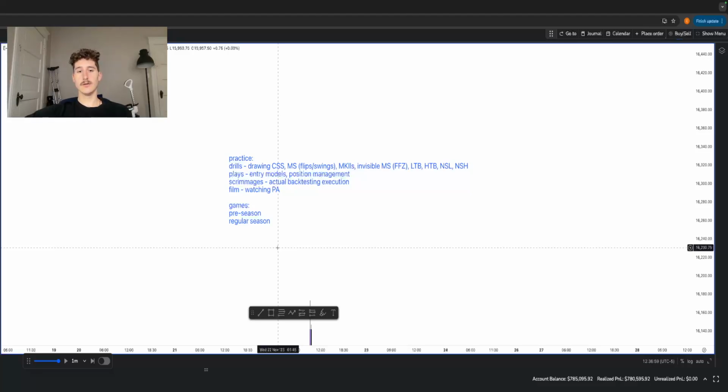Forward testing slash paper trading is preseason. Regular season is with risk on the table, real money on the table. And then if you want to play pickup and just waste your time and risk getting injured, you can do prop firms. So that's pretty much it.